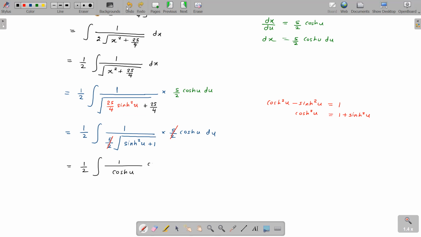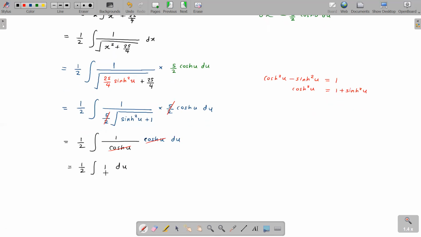And you can see on top also we have cosh u. Then I can cancel cosh u. What I get is simply the integration of just 1 with respect to u. So half times the integration of 1 with respect to u is u plus c.